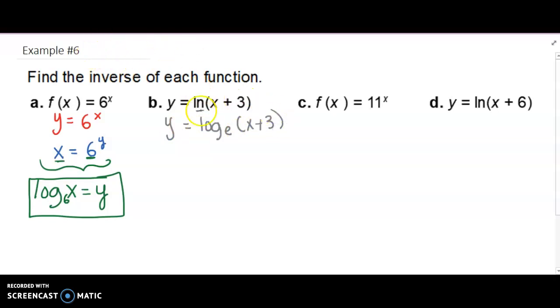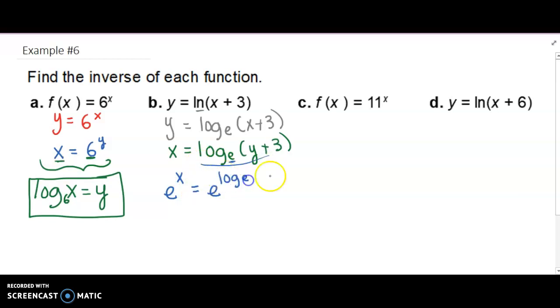Okay, now part of an inverse, I want to switch the x and the y, and then I want to solve for y. All right, so when I have an e base here, I can take e to the power of x, which is going to equal e to the power of this whole thing, log base e of y plus 3.